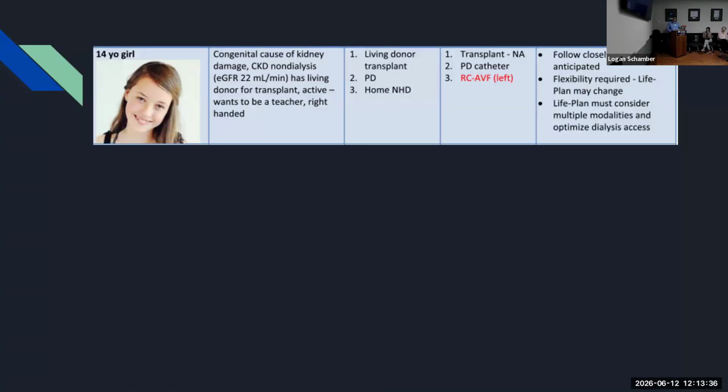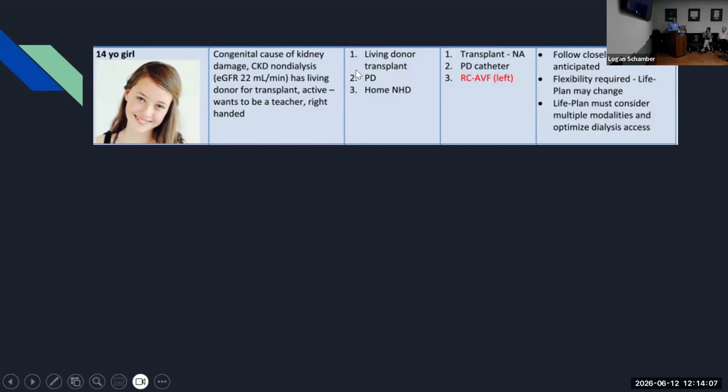So these are some cases from the NKF that highlight this PLAN approach. And I'm happy that I don't do pediatric nephrology. That'd be very tough to have these conversations. But here we have a 14-year-old girl. She has a congenital cause of CKD. She's not currently on dialysis. She has a living donor for transplant, and she has life goals of wanting to become a teacher, and she's right-handed. So going through the life plan, this is her life plan here.